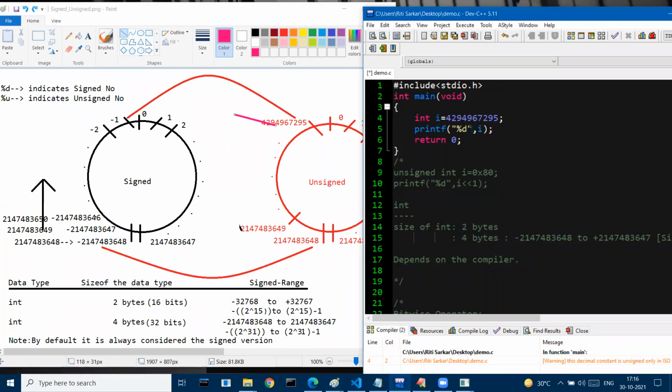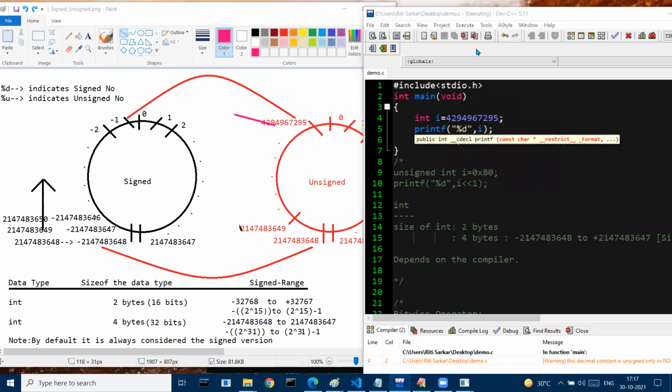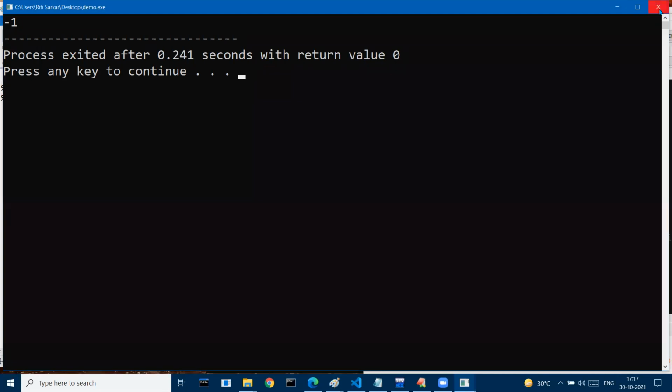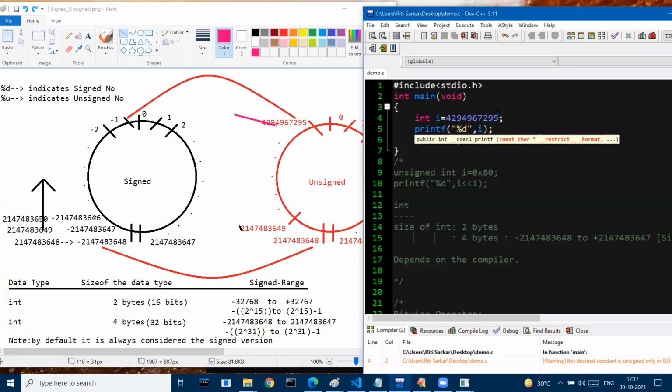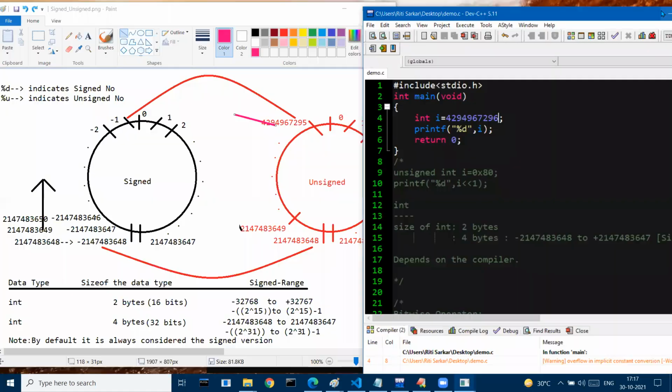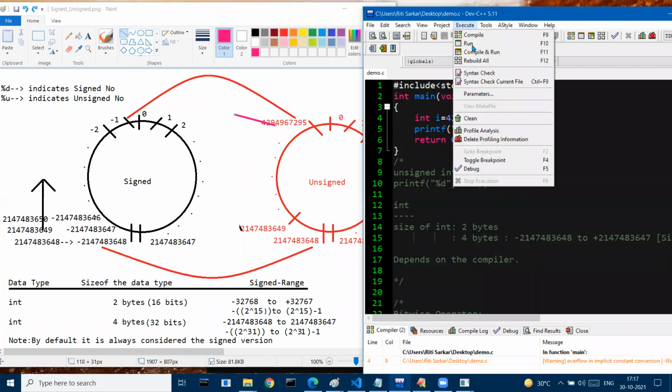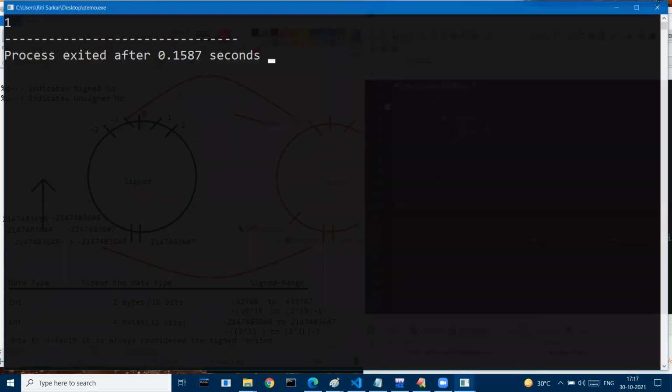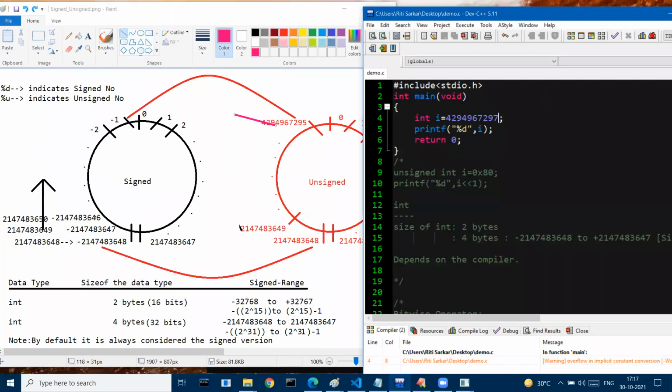Because now you are dealing with signed, use %d. Execute, compile and run. Okay, na? Sir, if I make 96, 0 will come. Execute, compile and run. If I make 97, 1 will come. Now it will be rotating in the circle. Execute, compile and run.